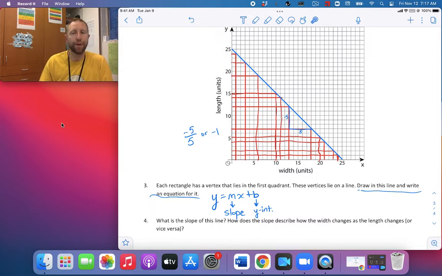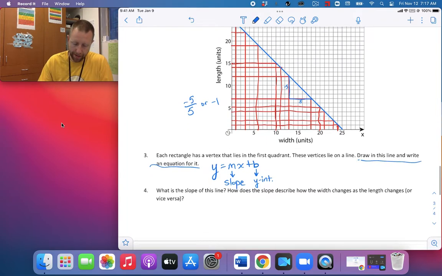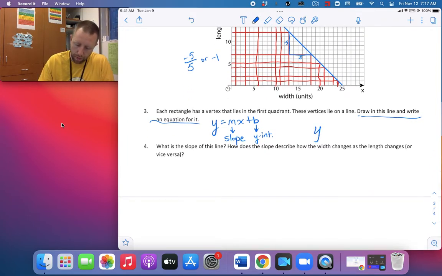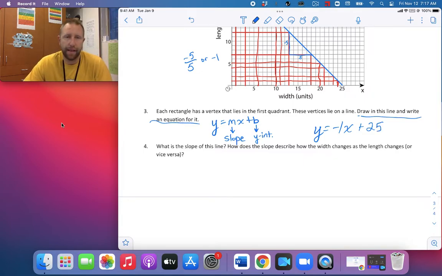So now I know both things that I need to write my equation. I can write my equation. My equation would be, for this line, y equals negative 1x plus 25. Or you don't even have to have the 1 there. You could just have negative x plus 25, because we know when x doesn't have a number in front of it, there's really a 1 there.